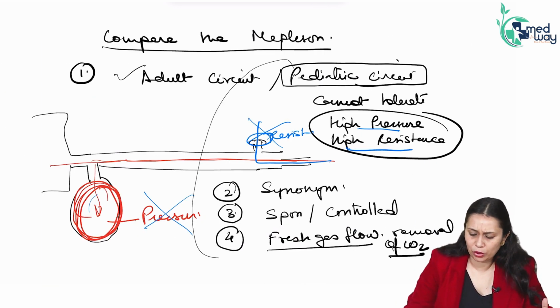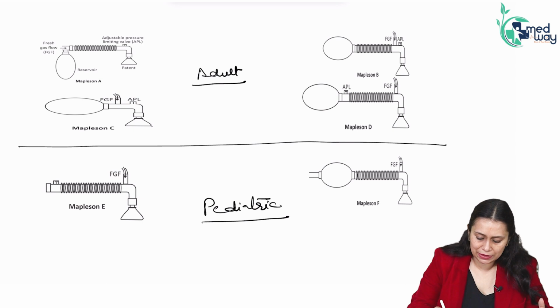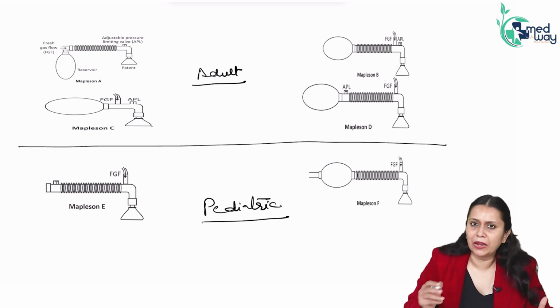The first point we have already discussed, that A, B, C, D are adult, E and F are pediatric. I will divide my discussion. First I will discuss adult circuits, then I will discuss the pediatric circuits.